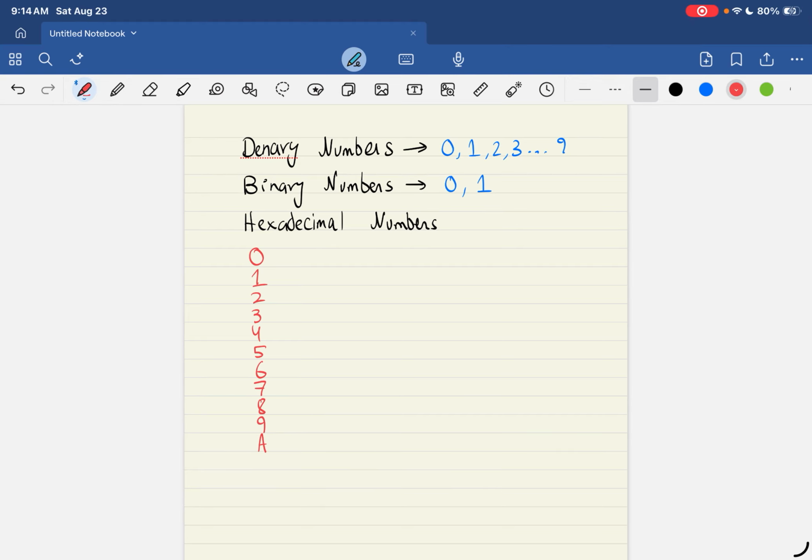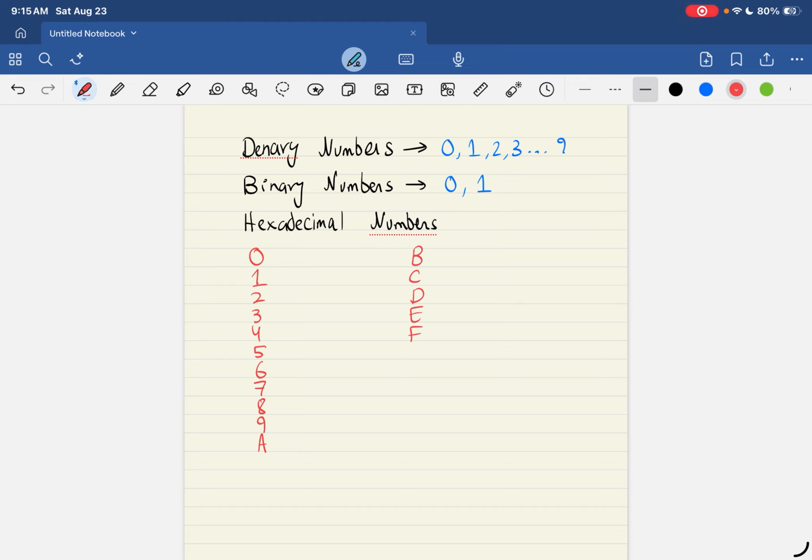Just the way in denary we go from 0 till 9, but after 9 we start to have combinations of those digits. In binary we have just 0 and 1, but then we can also have combinations of 0s and 1s, as we saw in the last couple of videos. But in hexadecimal, we go all the way till 9, and then after 9, in order to have more unique single digits, we have A, B, C, D, E, and F.